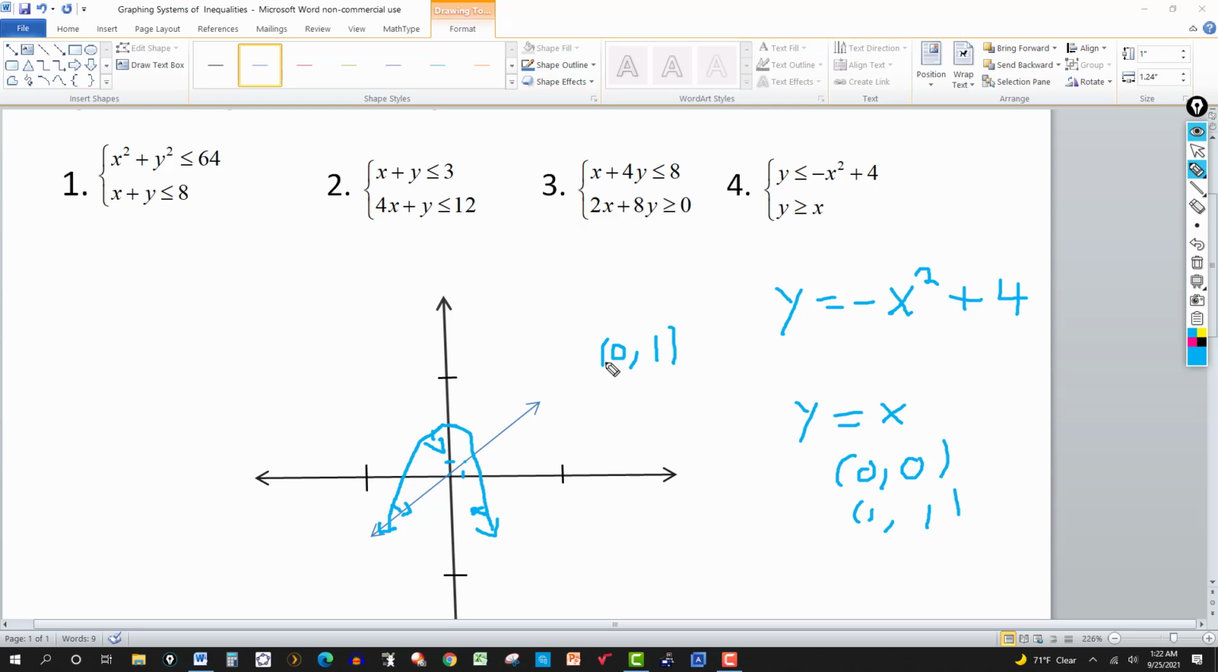And if we use that point 0, 1, put a 0 where the x is, a 1 where the y is, that would tell you that 1 would have to be greater than or equal to 0. And that is a true statement, so that means we shade everything above the line. So then for this one, we're shading everything above this line and everything inside the parabola. So that means the intersection would fall right in between here. This is what you would shade. I'm just drawing lines here, but this would all be shaded. If you also saw a solution set in your book or something, this would all be shaded. This is your solution set.